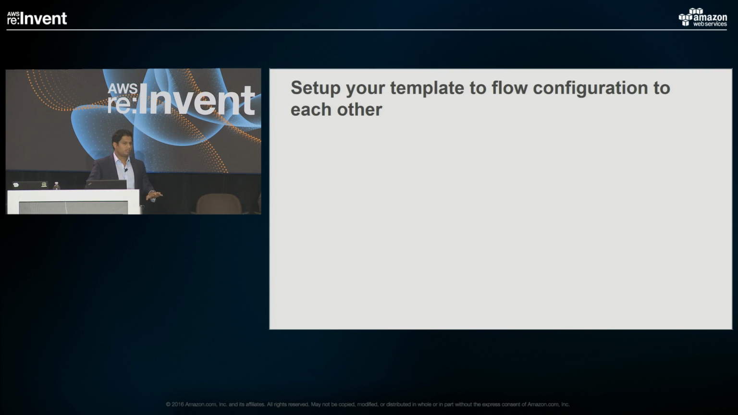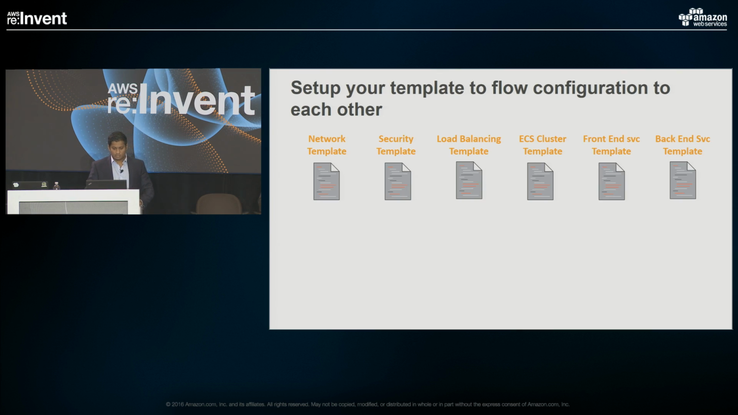You'll need to set up your templates to flow configuration to one another. So your ECS components and your load balancer can be deployed into your VPC. So essentially, you have 6 templates that we talked about. What you will need to flow configuration between one another is outputs from each template. You'll need a VPC that's part of an output of the first template, and all the other templates will refer to that VPC ID. So you'll need the VPC.